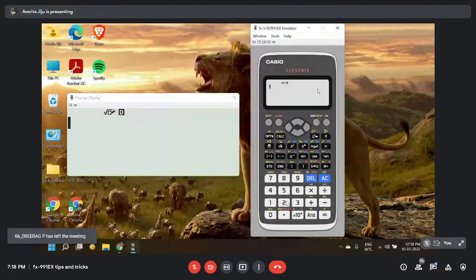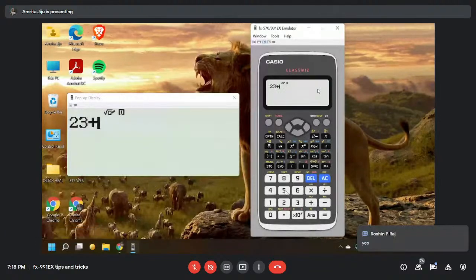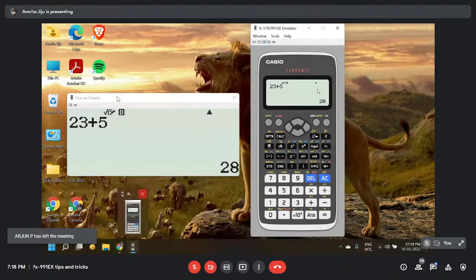Let me check whether it is visible: I am writing some random number and giving an addition. Is that really visible for you guys? This is the display, the same display here. Are you able to see the screen, the big screen, or should I increase the size of the screen?